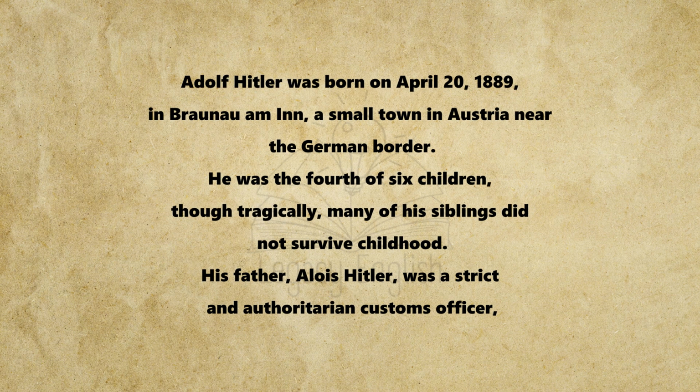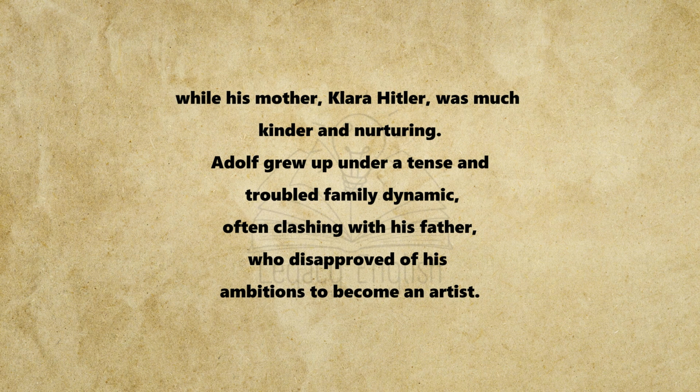Adolf Hitler was born on April 20th, 1889, in Braunau am Inn, a small town in Austria near the German border. He was the fourth of 6 children, though, tragically, many of his siblings did not survive childhood. His father, Adolf Hitler, was a strict and authoritarian customs officer, while his mother, Clara Hitler, was much kinder and nurturing. Adolf grew up under a tense and troubled family dynamic, often clashing with his father, who disapproved of his ambitions to become an artist.